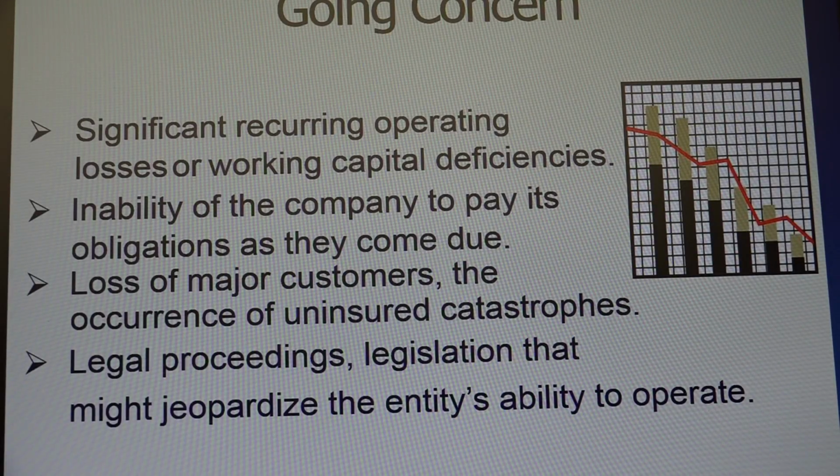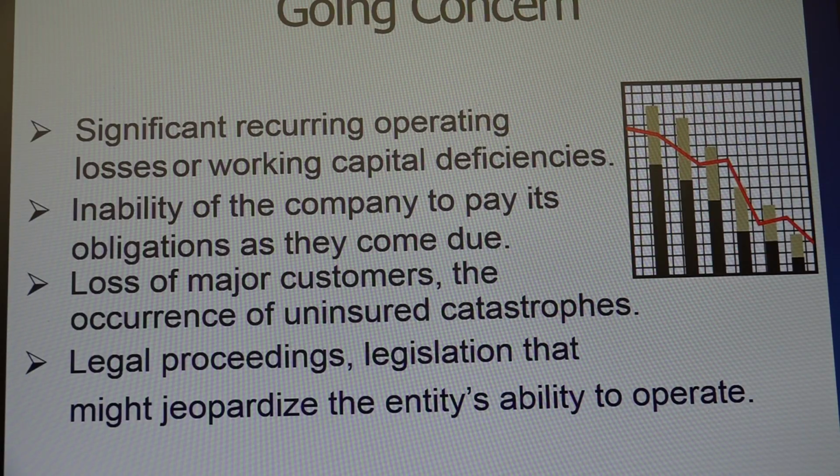Substantial doubt about a going concern. Here, the company expresses some concerns about whether or not this company can continue on in its current state. And so some conditions or issues that come up that would cause an auditor to have a substantial doubt about whether or not this corporation is a going concern are the following. There are significant recurring operating losses or working capital deficiencies.